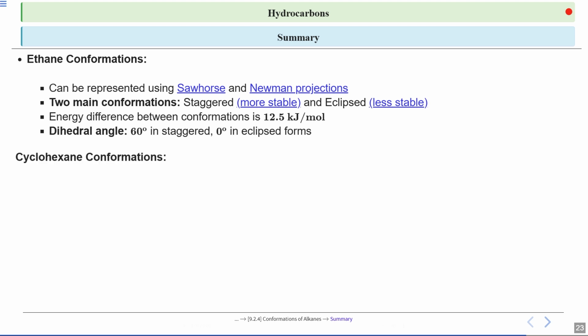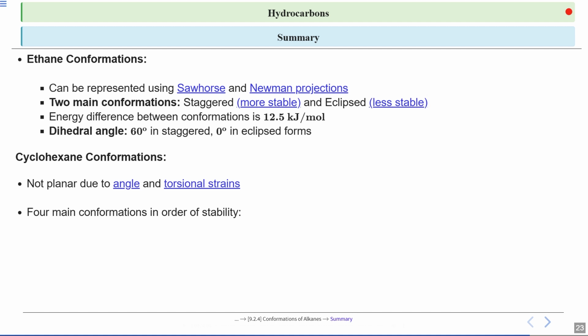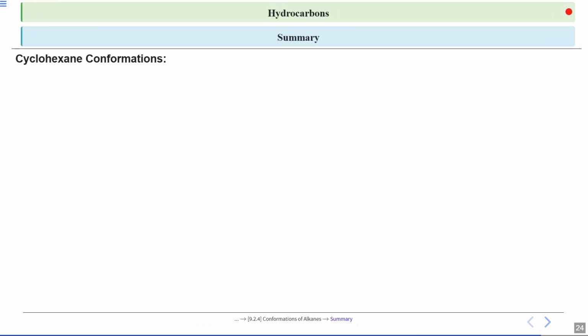Then what are the cyclohexane conformations that we talked about? It is not planar due to the angle and torsional strain, and there are 4 main conformations in order of stability. What are those 4 main conformations? The first is the chair form. Then we have the twist boat form. Then we have the boat form. And lastly, we have the half chair form. So these are the 4 conformations of your cyclohexane which are adopted by twisting the planar cyclohexane structure.